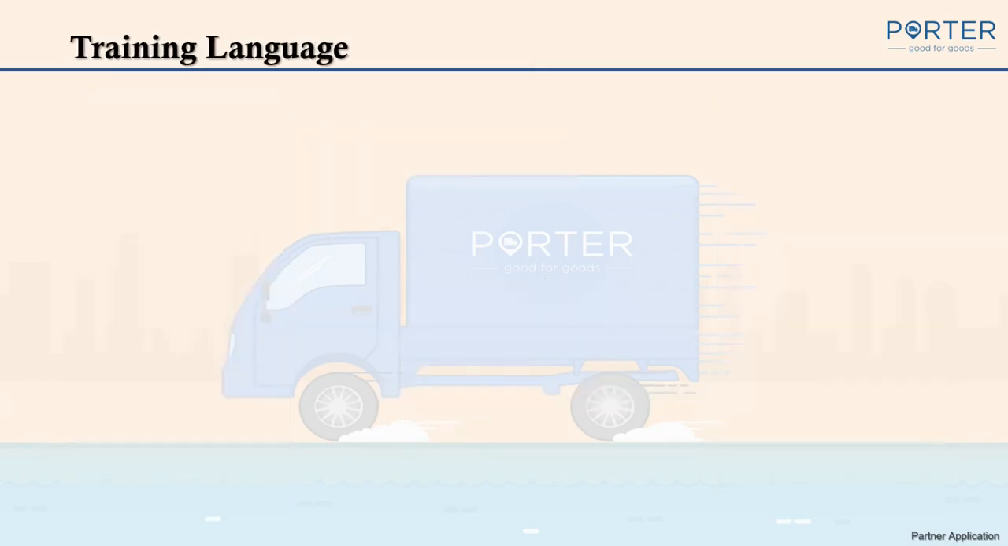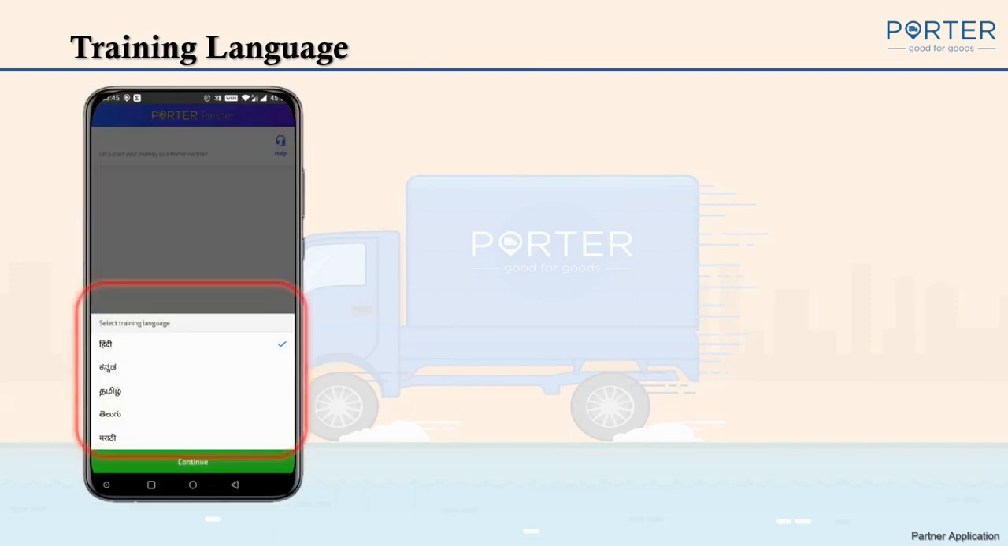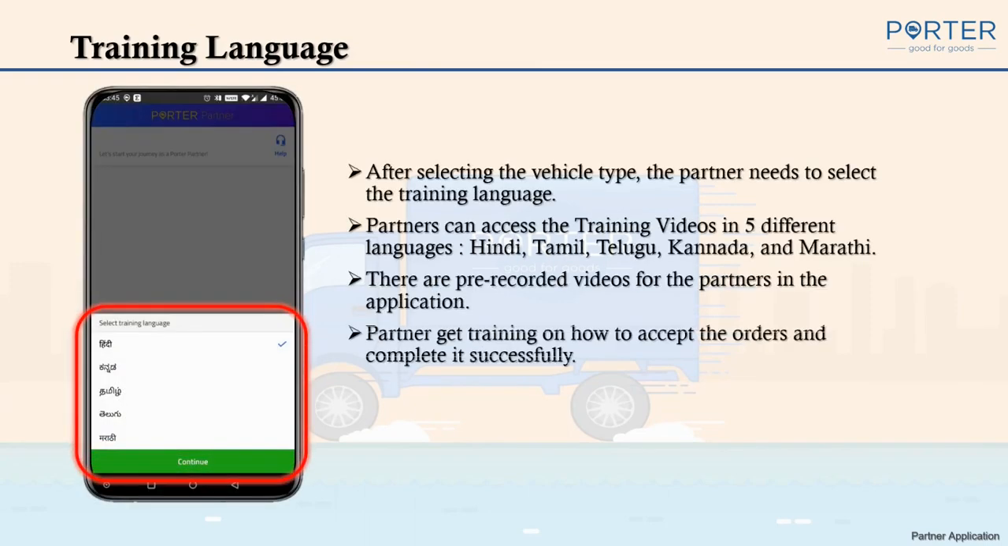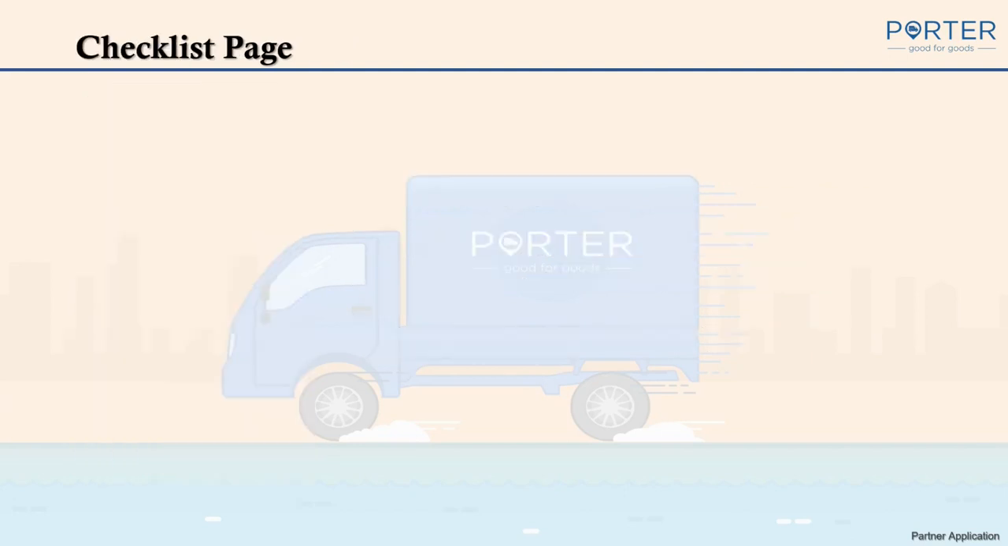Now that the partner has selected the city and the vehicle type that he wants to attach with Porter, the next step is to select the training language. The training language that a partner selects is for the training videos that he can watch to understand how the application works. The training videos are available in 5 different languages, which are Hindi, Tamil, Telugu, Kannada and Marathi. These are pre-recorded videos for the partners to understand how they can accept orders and complete the orders successfully. After selecting the language for the training videos, the partner needs to click on continue.